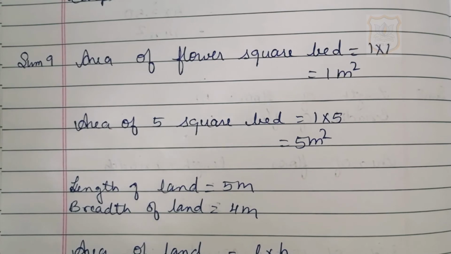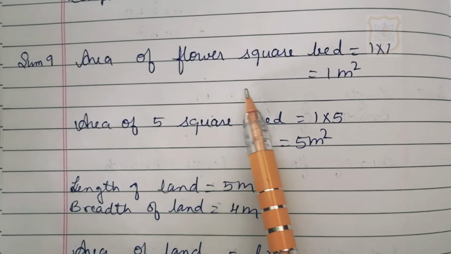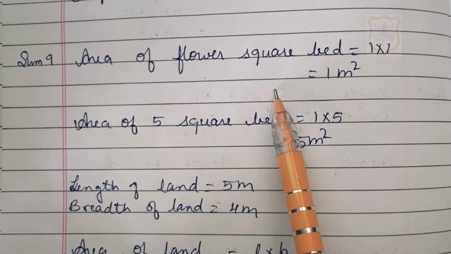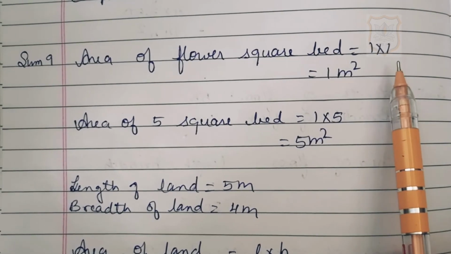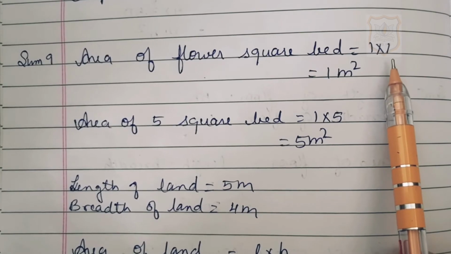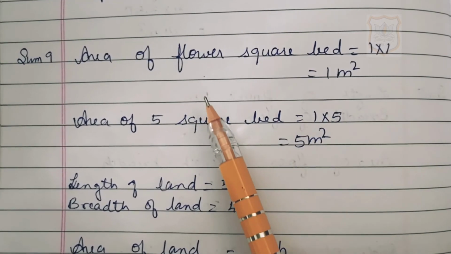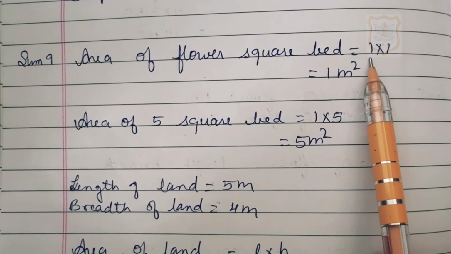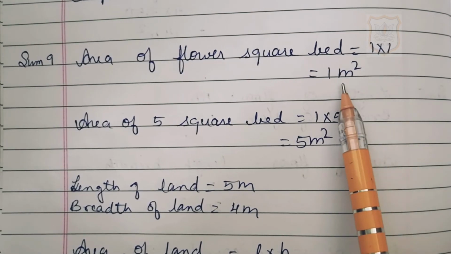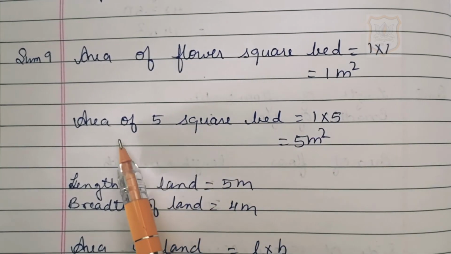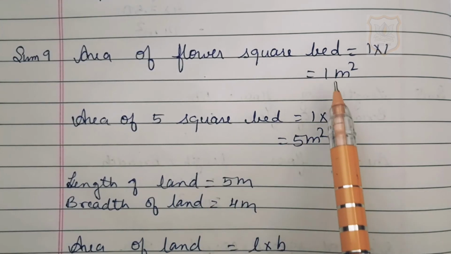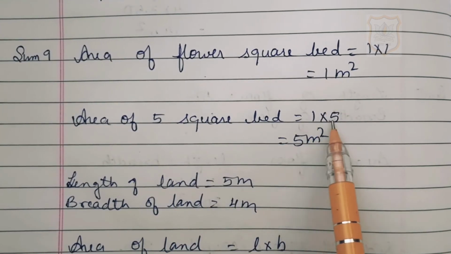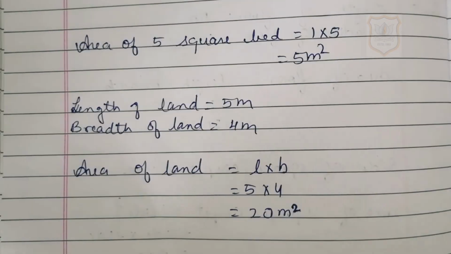Now solution for sum number 9. Area of the flower square bed which is to be dug on the piece of the land is 1 multiplied by 1, as the side of the square bed is 1 meter. So area of flower square bed will be side multiplied by side, that is 1 multiplied by 1, that is 1 meter square. So there were 5 square flower beds. So area of 5 square beds will be this one, we will multiply with 5. So 1 multiplied by 5 is 5 meter square.